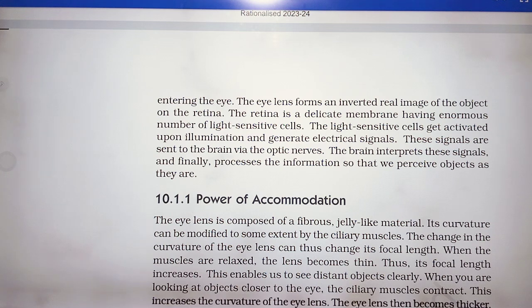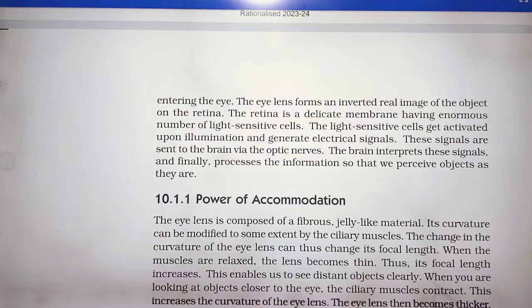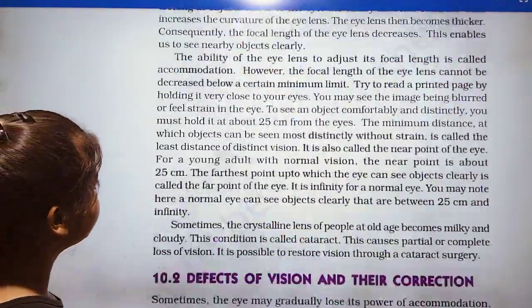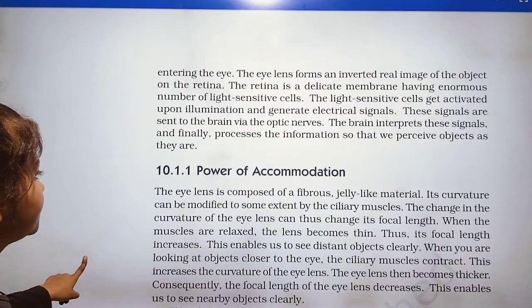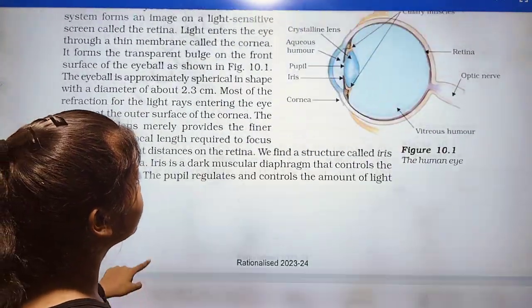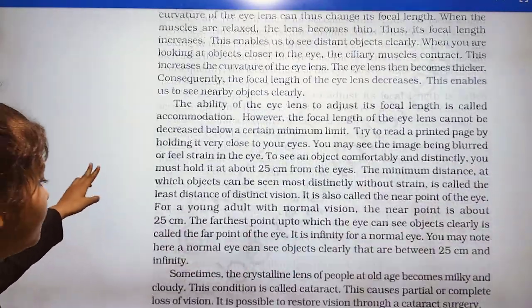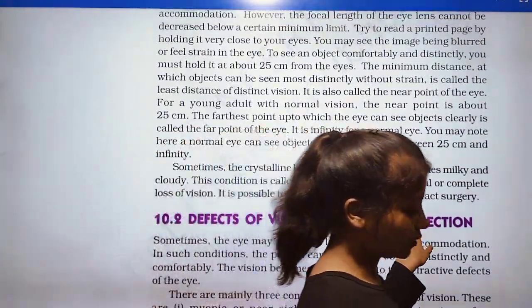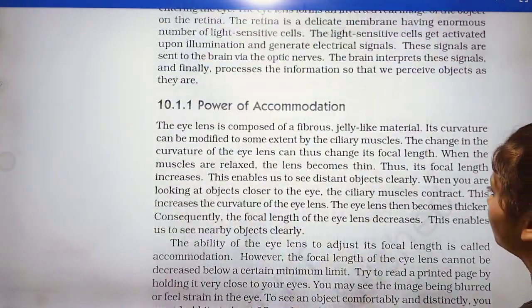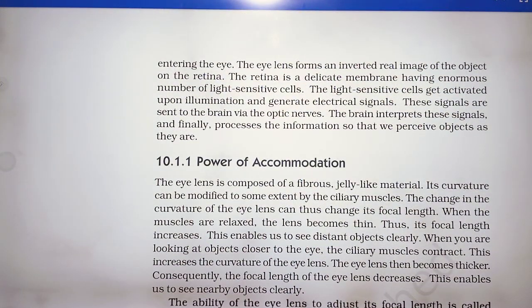After that, this was about the human eye, the terms and a few of their functions. Next is the power of accommodation. After that we will also discuss the defects of vision and their corrections. So the power of accommodation, let's see what this is.